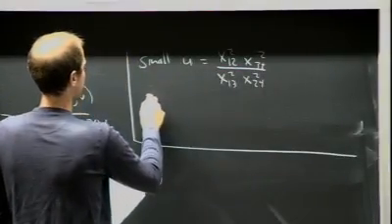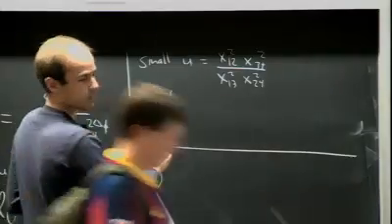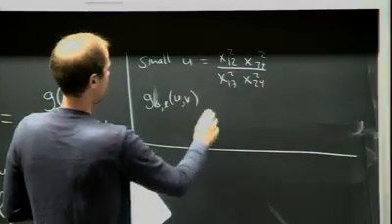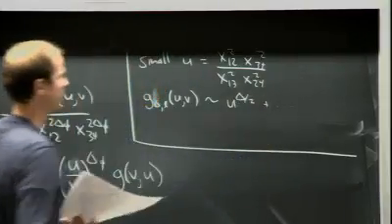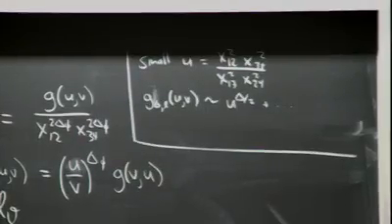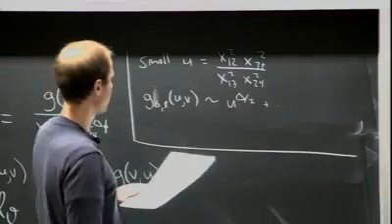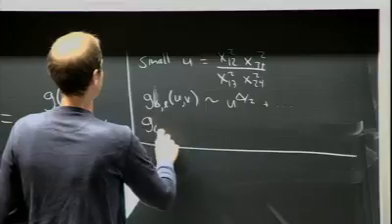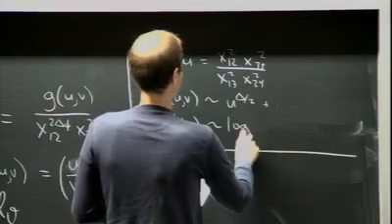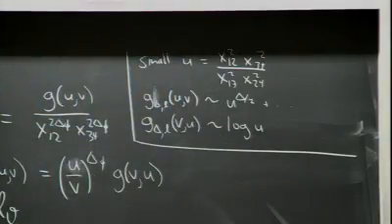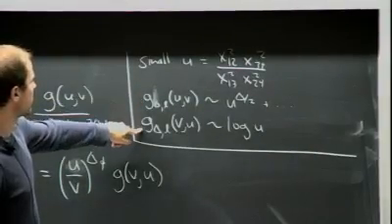In this limit, the conformal blocks G delta L of u comma v, we derived, go like u to the delta over 2 plus higher order in u. There's also some function of v that can appear, which will not be so important. It turns out that g delta L of v comma u goes like log u in the small u limit. So this is the conformal block in the usual channel, and this is the conformal block in the cross channel.